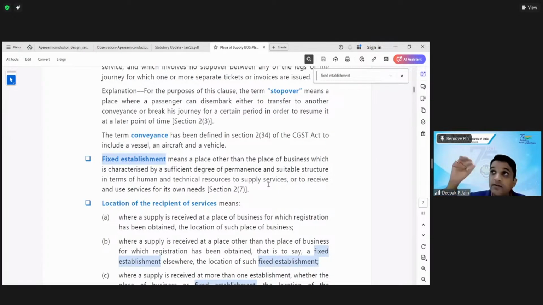It should not be that you have kept a shed and you call it a fixed establishment. It should have all the requirements. It should have 4 walls. It should have sufficient resources for people to eat, things like that, right? That is called a place where there is suitable structure in terms of human and technical resources to supply service, so that you can provide some service from there, or you can receive services. That is a fixed establishment.